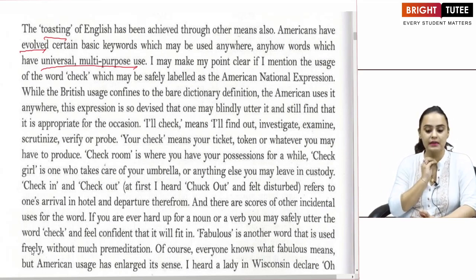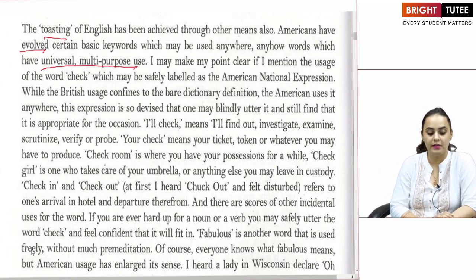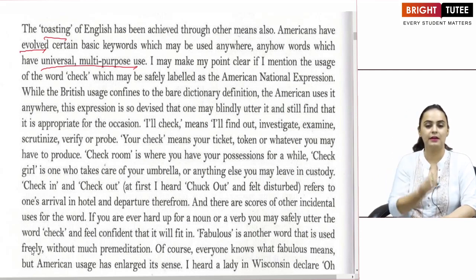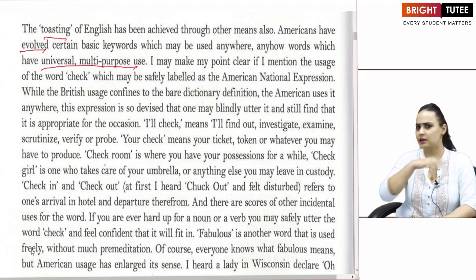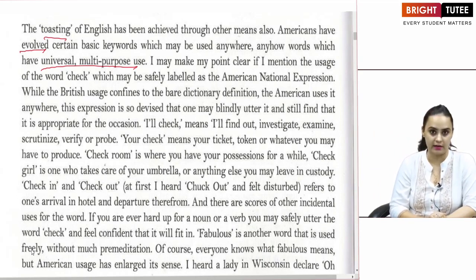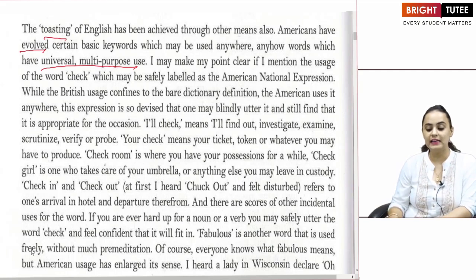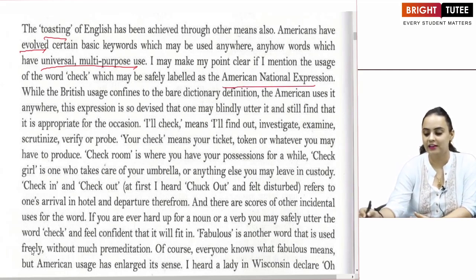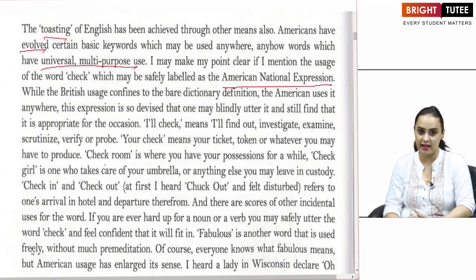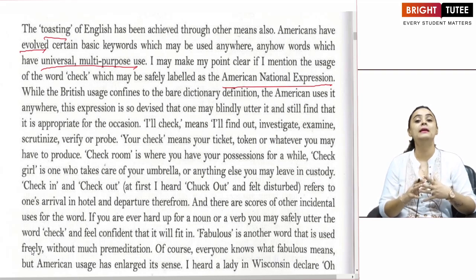He says that I may make my point clear if I mention the usage of the word check. So he's saying that in order to explain this better, the Americans have come out with a few words that can be used universally, anywhere, for any purpose. I'll give you a small example, and the example is the word check, which may be safely labeled as the American national expression. He says that we can label this word check as a national American expression.